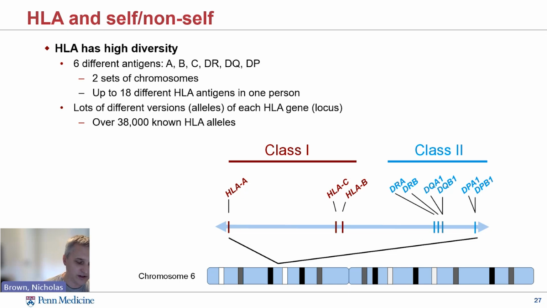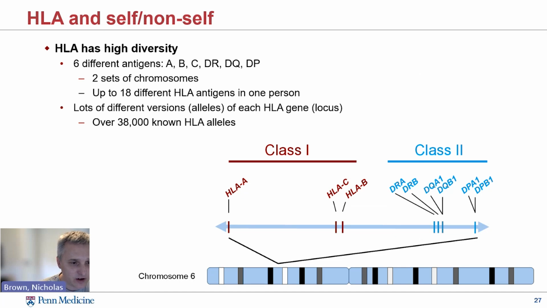Just to get the nomenclature out of the way here, a version of a gene is called an allele, and each gene itself is called a locus. Locus is one gene, loci is the plural for more than one gene. And when we look at the alleles, all the different versions of those genes, there are currently over 38,000 known HLA alleles. So there are thousands of HLA alleles.